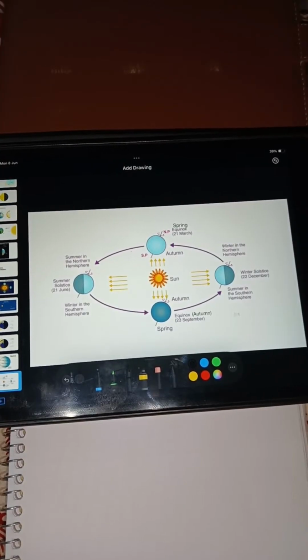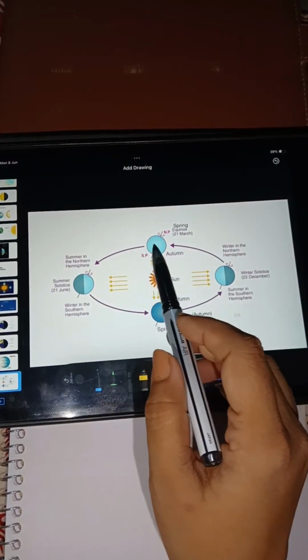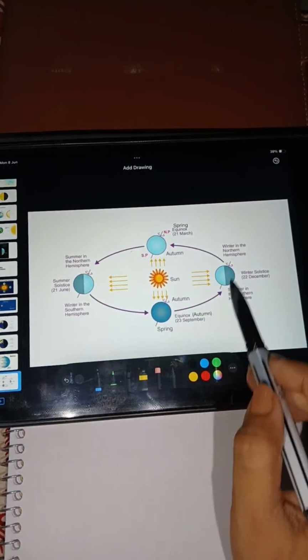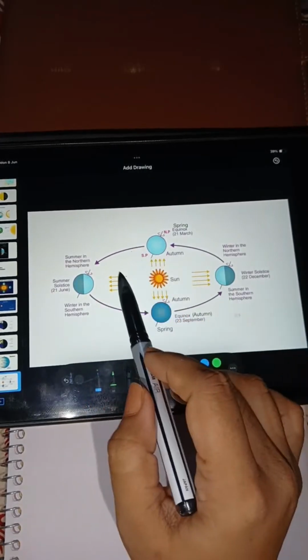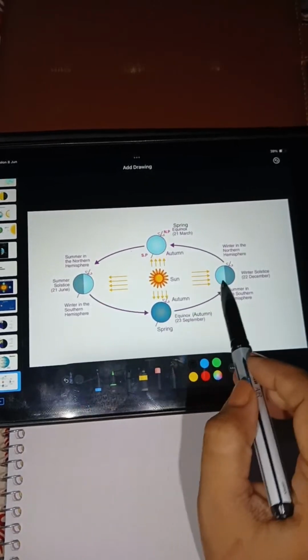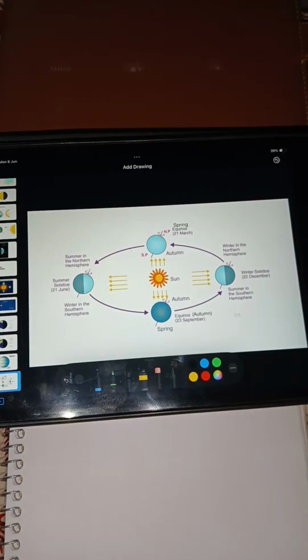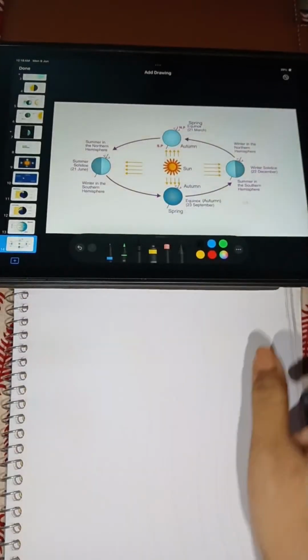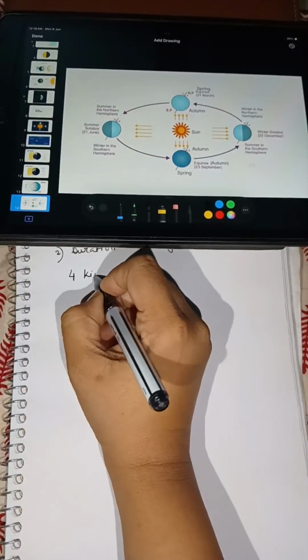So now we can see that the sun is in the middle and the earth is revolving around it. In these different positions we get different kinds of weather and different kinds of seasons. Now we know that in general there are 4 kinds of season.